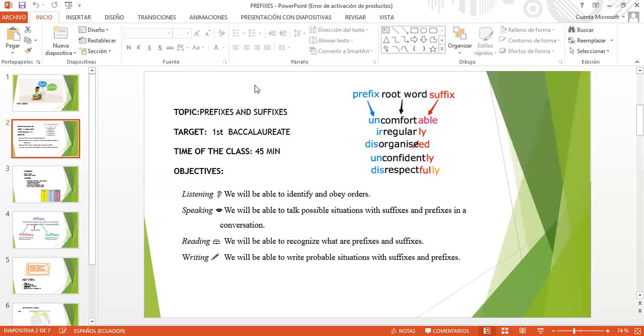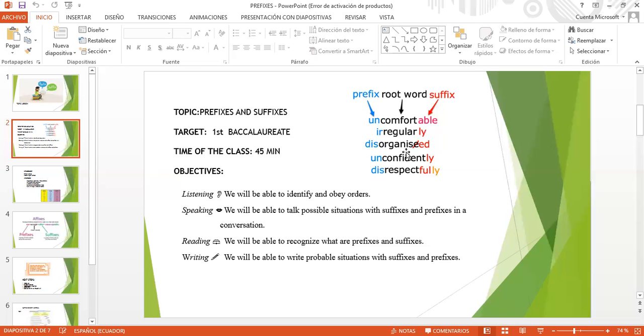The objectives: about listening, we will be able to identify and follow directions. About speaking, we will be able to talk about possible situations with suffixes and prefixes in a conversation. Also, about reading, we will be able to recognize what prefixes and suffixes are, and also write probable situations with suffixes and prefixes.